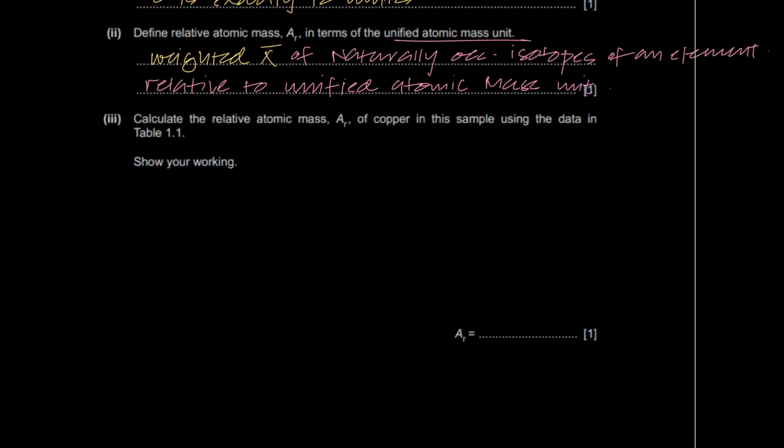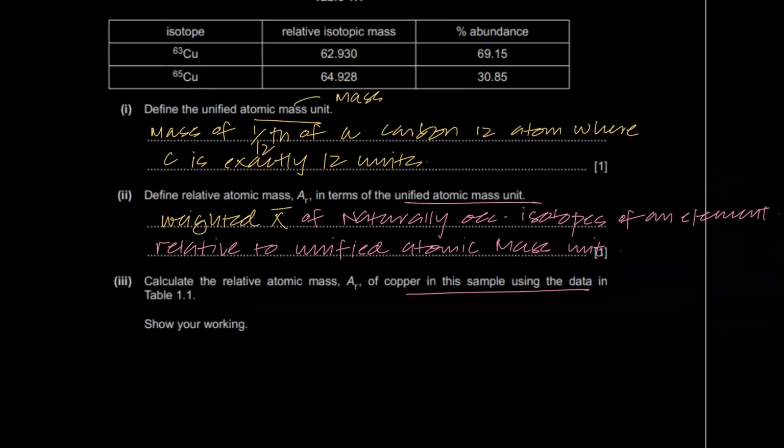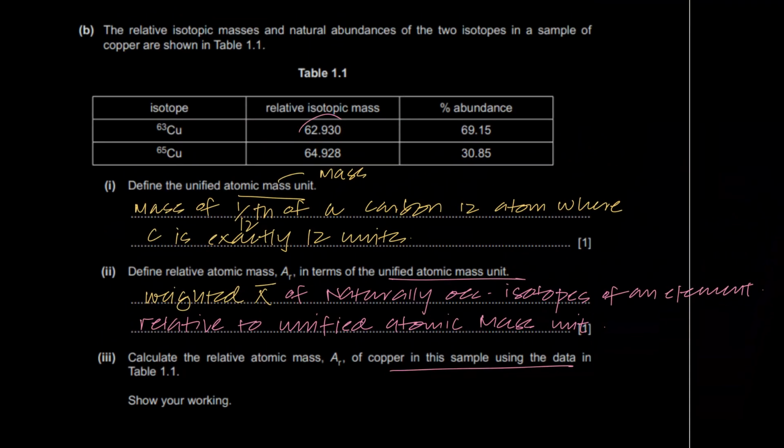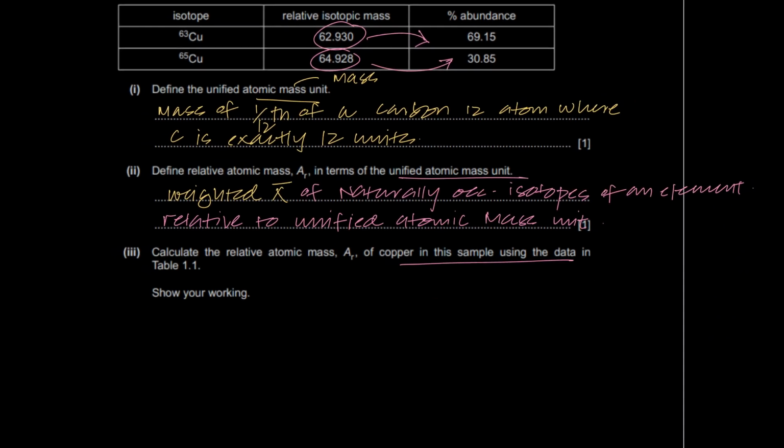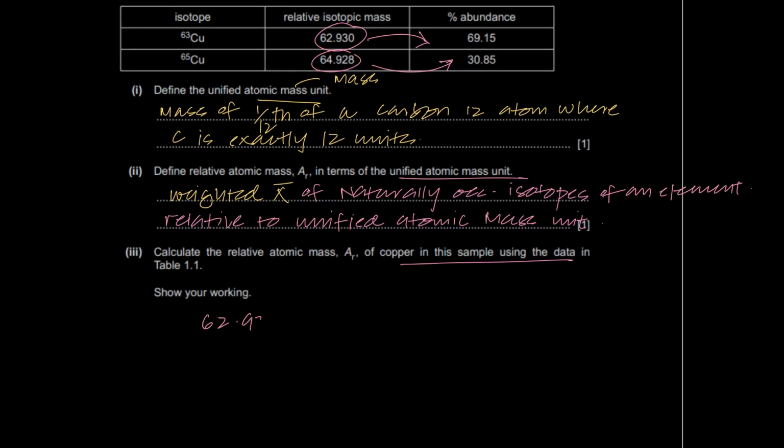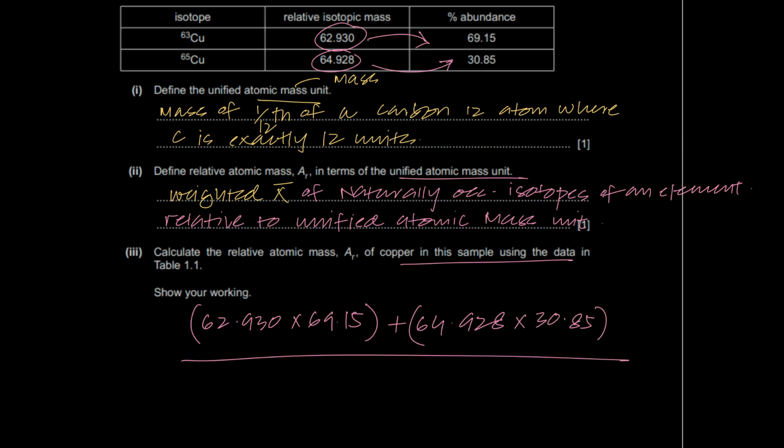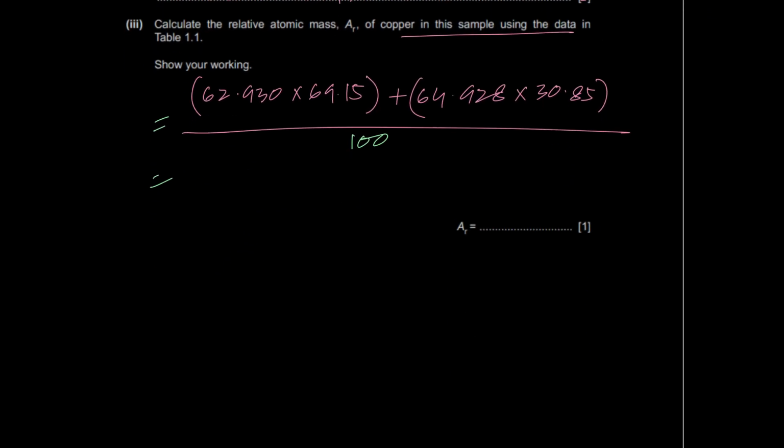Calculate the Ar of copper in this sample using the data in figure 1.1. So how do you calculate the Ar? Take the relative isotopic mass and multiply it by their abundances. So the relative isotopic mass is 62.930 multiplied by the abundance, plus 64.928 multiplied by the abundance, divided by the total abundance, which in this case, because it's in the form of percentage, is 100. You could use the calculator. What do we get, guys? Somebody help me out. What do we get?